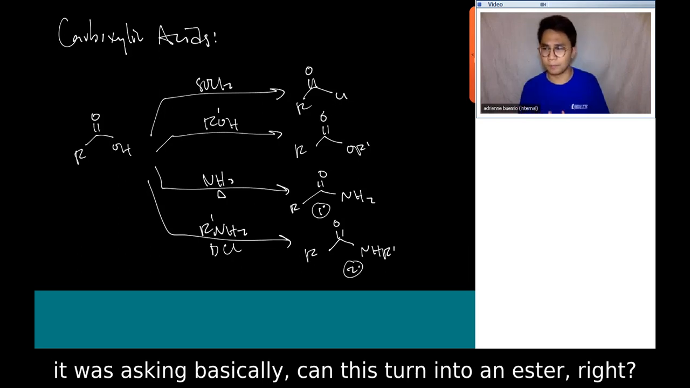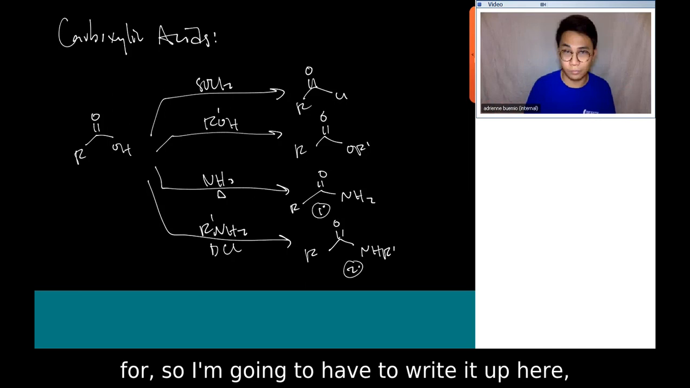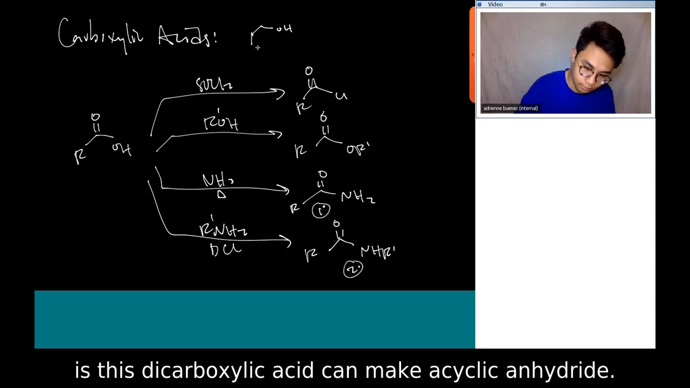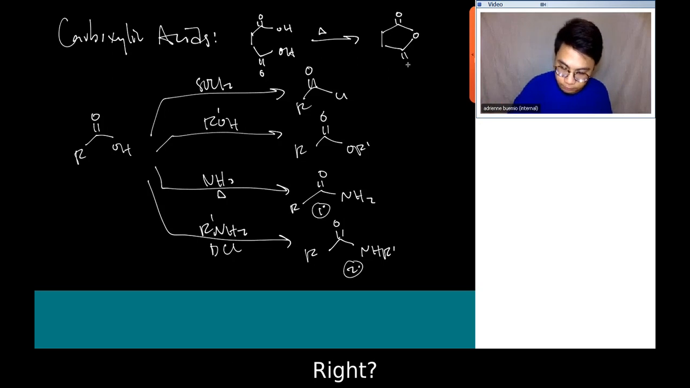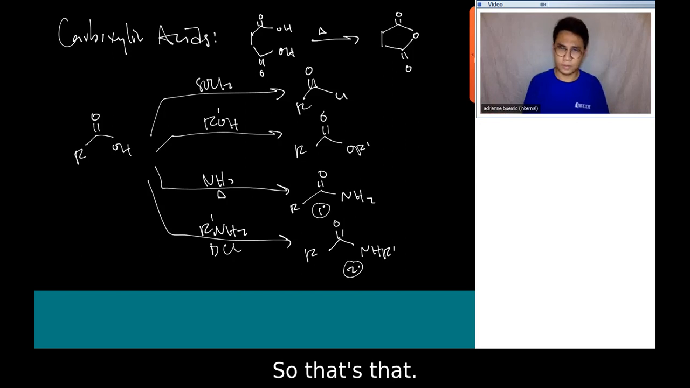When it was asking, basically, can this turn into an ester, right? And then the thing that I didn't make space for, so I'm gonna have to write it up here, is this dicarboxylic acid can make a cyclic anhydride. So pretty much like that, right? So that's that as well.